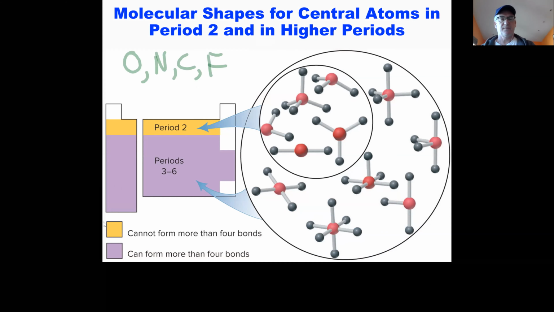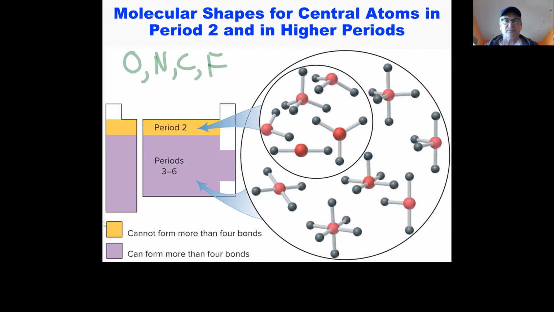Elements in period 3 have a D shell. And what does that do for them? Means they can have more valence electrons, right? Yeah, it means they have more places to hide electrons. So oxygen has 6 valence electrons. Sulfur, right below it, has 6 valence electrons.